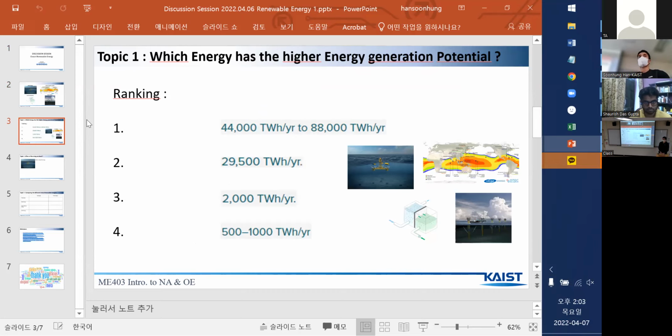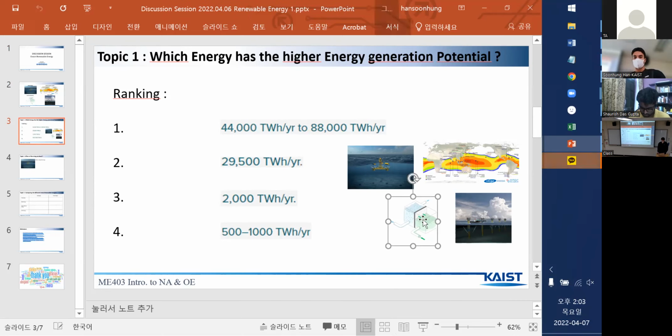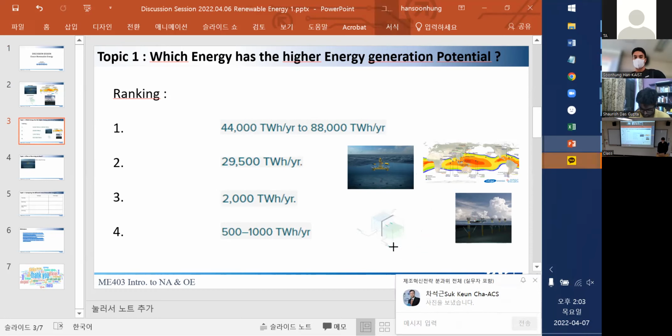Keeping in mind that it's potential or not already. I would say that maybe the last one would be salinity energy, just because I've never heard about that type of energy before. And I guess that if it's not that famous, then it's not really efficient.